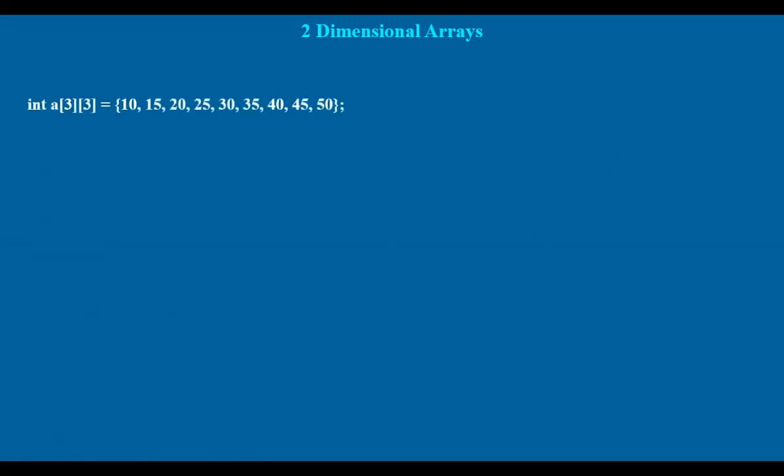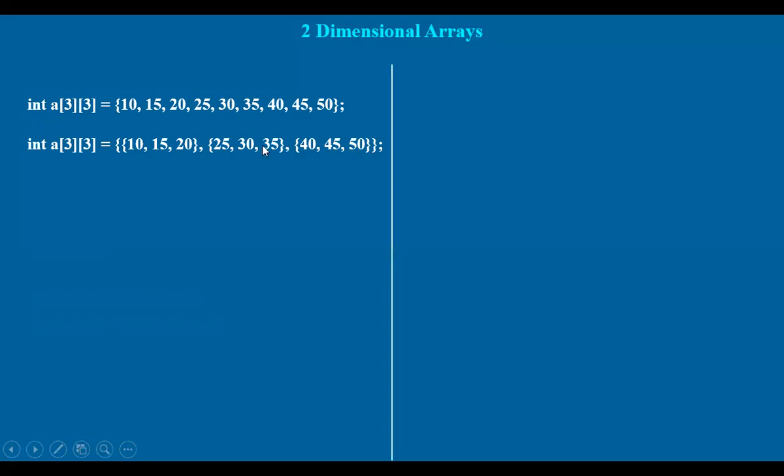Now, suppose you take a 3 by 3 matrix, a 3 by 3 array. Here all the 9 values are provided, and this can also be declared clearly like this. The same array, 3 by 3, 3 rows and 3 columns: the first row elements in a set of brackets, second row elements in another set of brackets, the third, and so on.